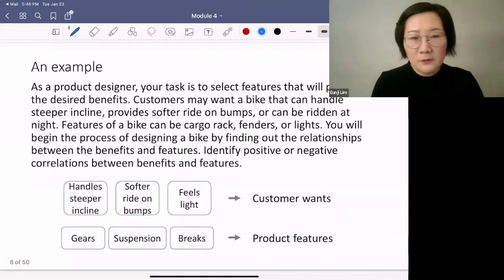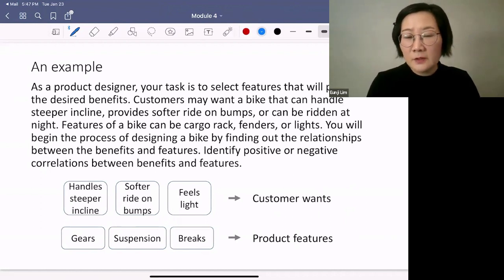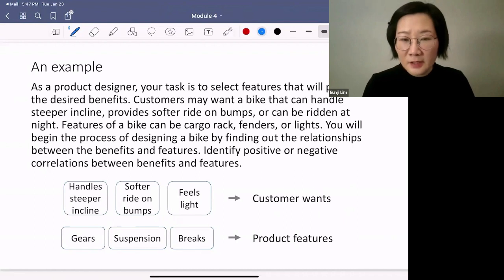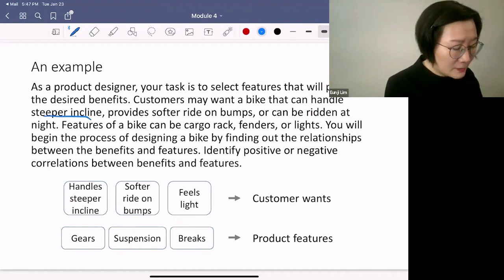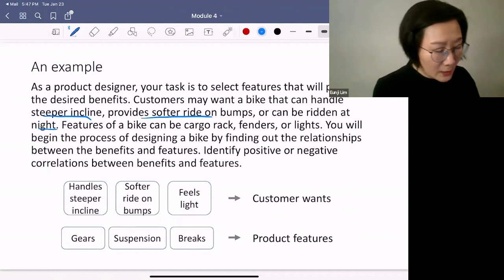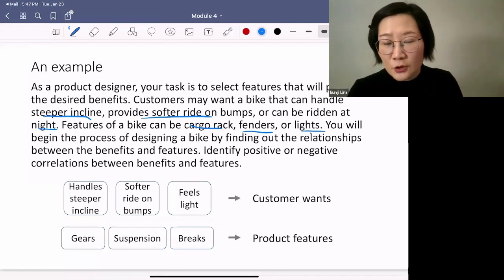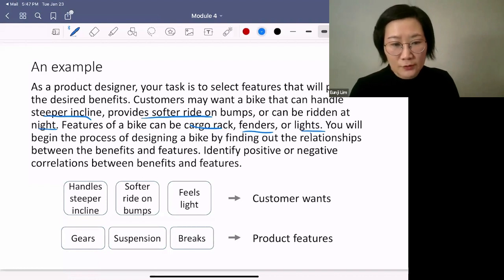Let's take an example. As a product manager, your task is to select features that will provide the desired benefits. Customers may want a bike that can handle steeper incline, provides softer ride on bumps, or can be ridden at night. Features of a bike can be cargo rack, fenders, or lights. You will begin the process of designing a bike by finding out the relationships between the benefits and features. Identify positive or negative correlations between benefits and features.